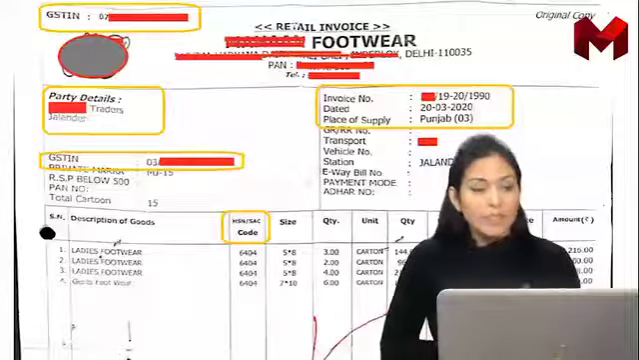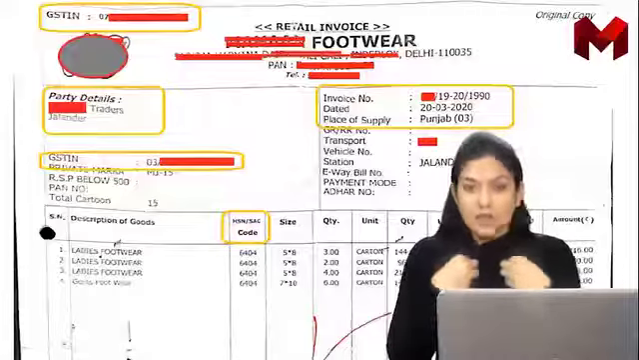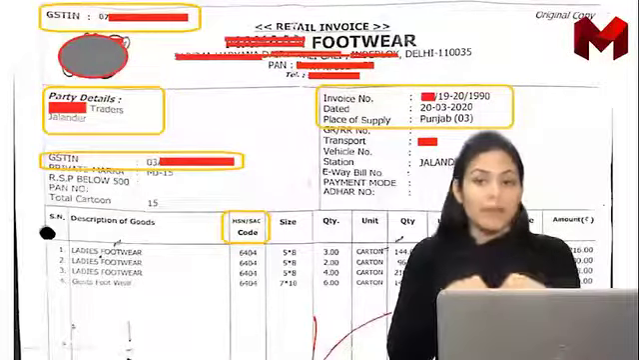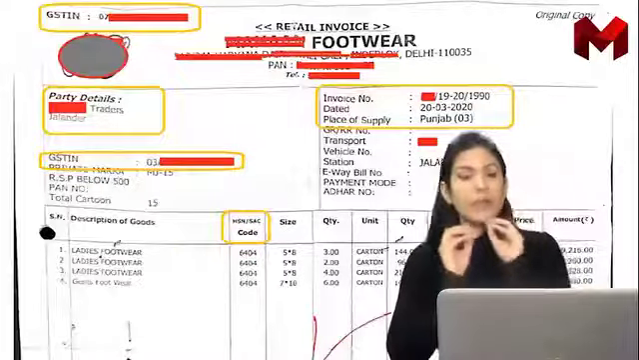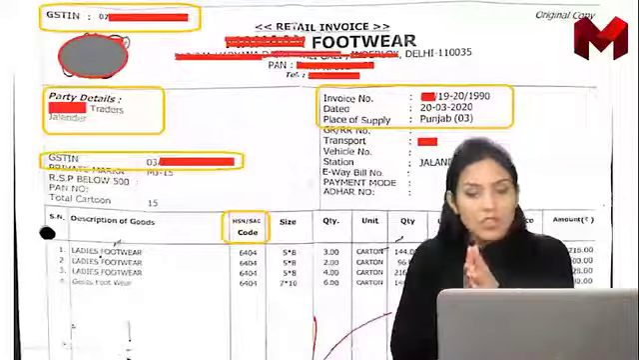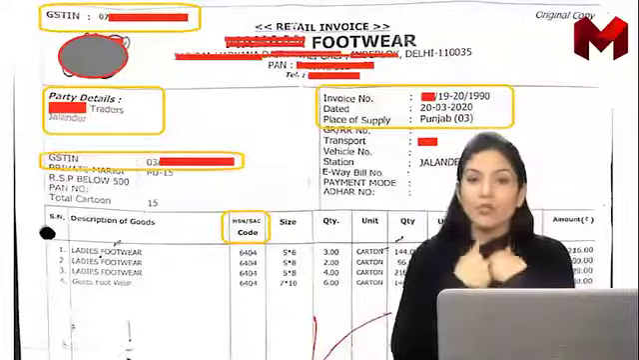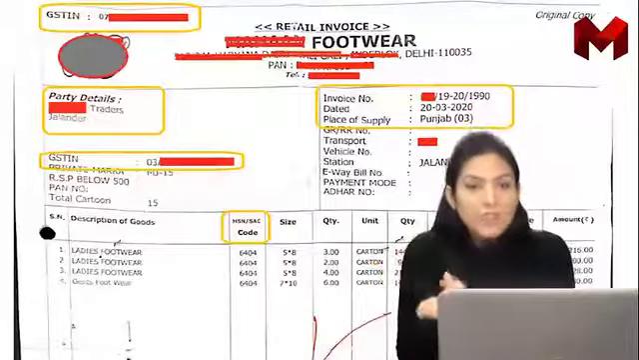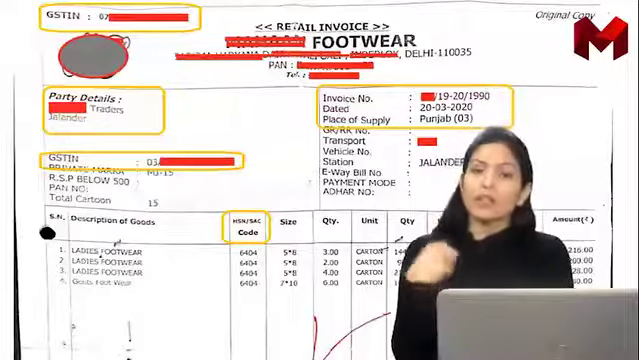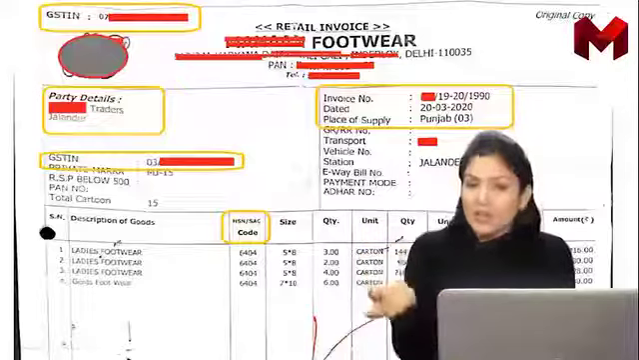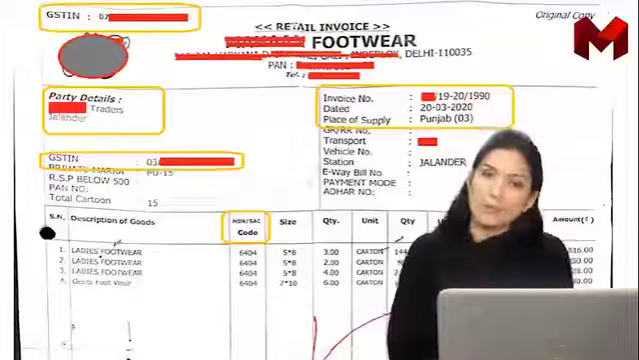The person from Delhi is selling the goods to me in Punjab. So the place of supply, that is, where the goods are being supplied, is Punjab. Let's say I am selling the goods to Kolkata, so the place of supply will be Kolkata. If I am supplying goods to Maharashtra, then the place of supply will be Maharashtra. If Maharashtra's person is supplying goods to me in Punjab, the place of supply will be Punjab.